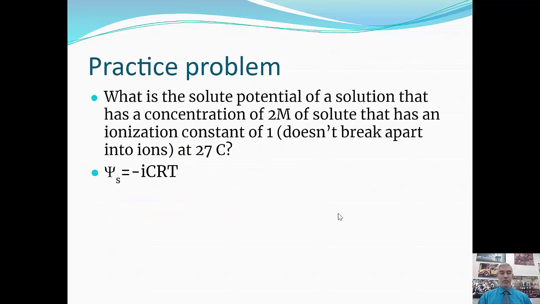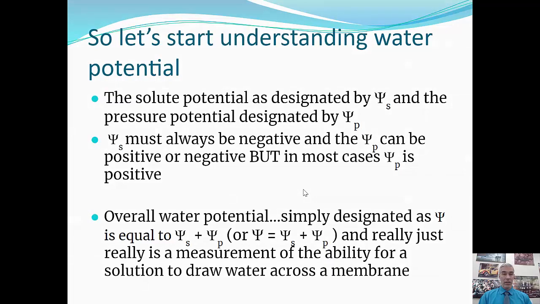So let's calculate this. What is the solute potential for a solution that has a concentration of 2 molar of solute that has an ionization constant of 1? It doesn't break apart in ions at 27 C. All right, so the solute potential calculation is negative iCRT. And when you plug into this, if we look at this, right?